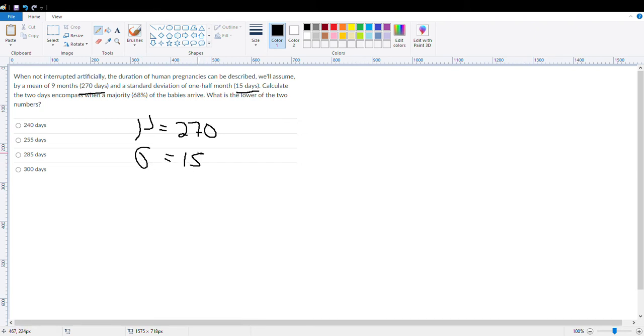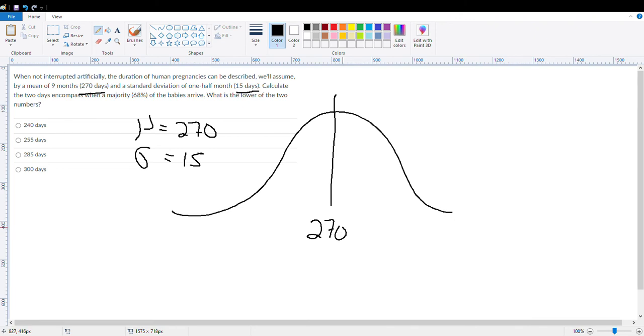some really interesting things. So if I take my distribution and I draw it where I put the mean in the middle, let's go up one standard deviation, which is going to be 270 plus 15, which is 285. And then we're going to go down one standard deviation. So if we take 270 minus 15, that's going to be 255. So what we've done is gone up in increments of the standard deviation. So this has been minus 15, this is plus 15.